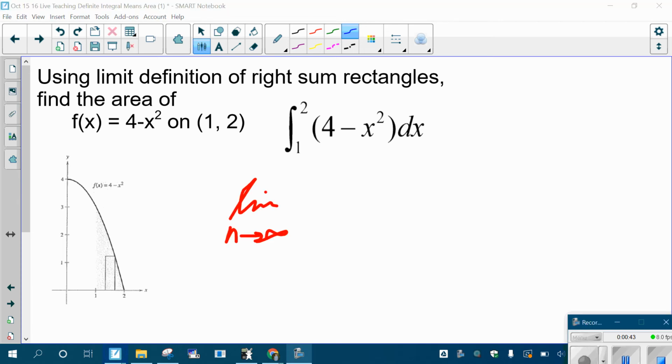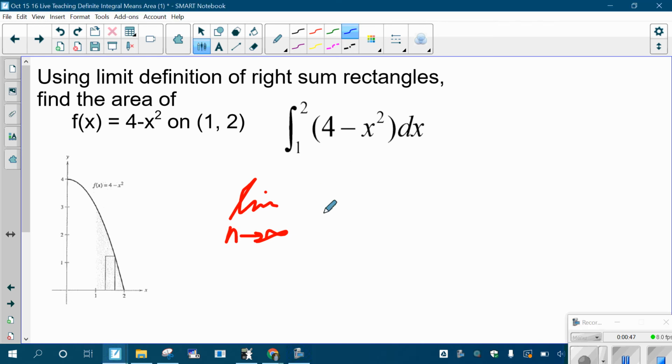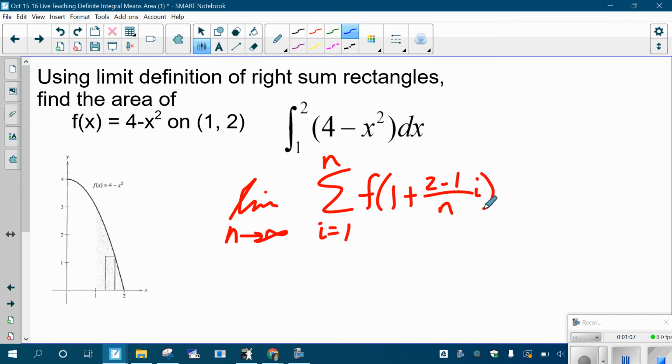Okay, so you do a limit as n goes to infinity because we want infinitely many rectangles. I do a series because I'm adding all of those rectangles together. The series goes from 1 to n. In here, I do f of a, which is the lower bound of the definite integral, the 1, plus b minus a over n times i, times b minus a over n.